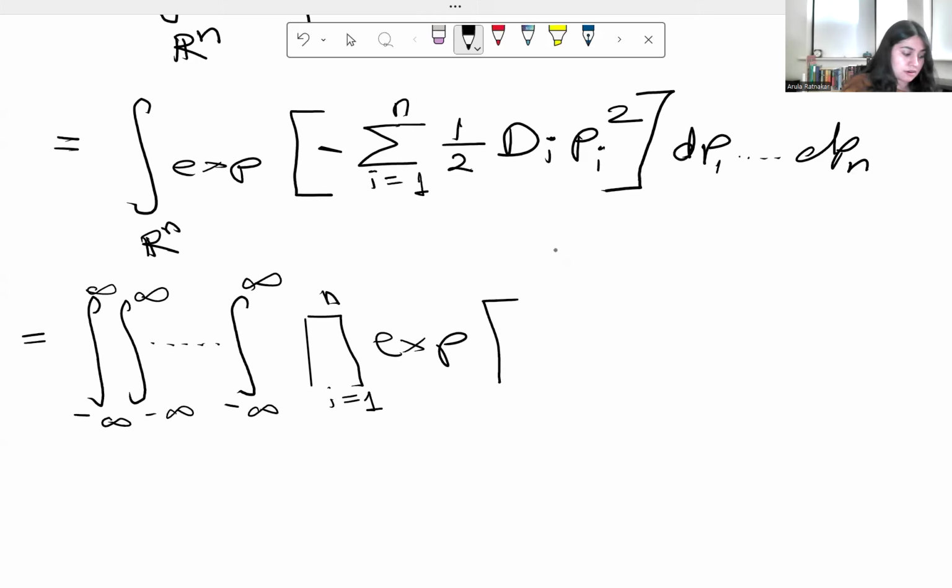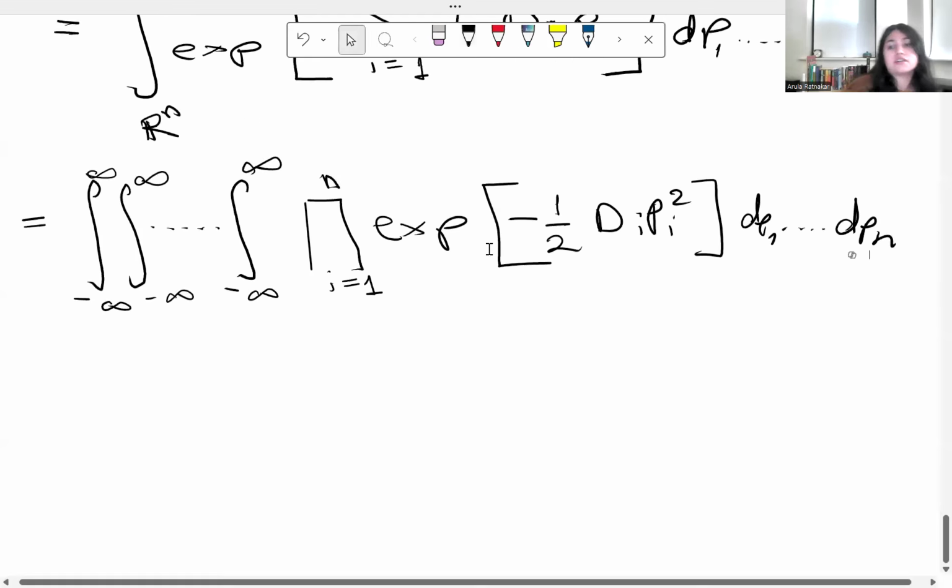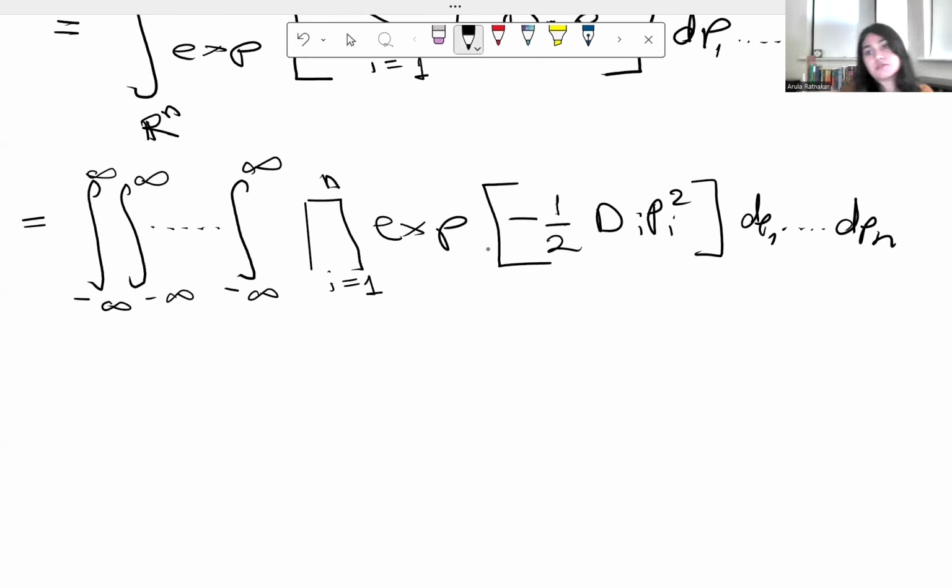And it's going to be a product of each of these individual 1/2 pi squared terms. If you notice here, each of these things inside the exponential, each pi, only depends on one of the pi's over here. Since they're not interacting with each other, we can move this product on the outside and this becomes a product of univariate Gaussian integrals.